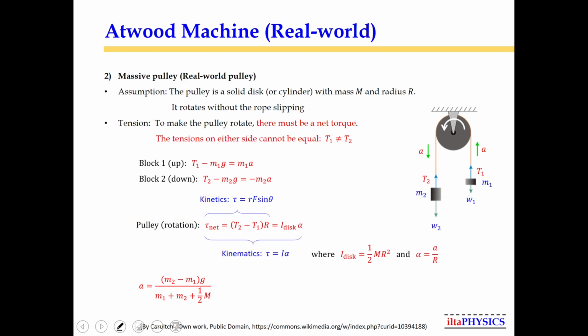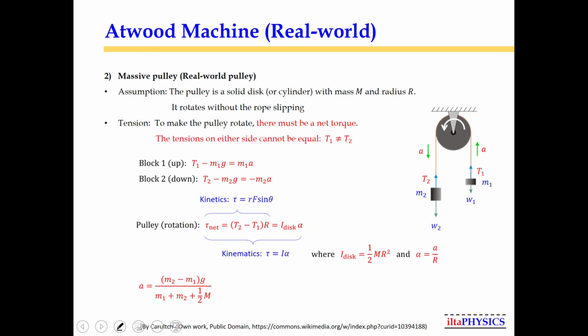From a kinetics perspective, the torque on the pulley is calculated as the product of the difference in tension between the two sides of the string and the distance from the axis of rotation. Also, from a kinematics perspective, the torque of the pulley can be calculated as the product of the rotational inertia of the disc or cylinder and its angular acceleration.